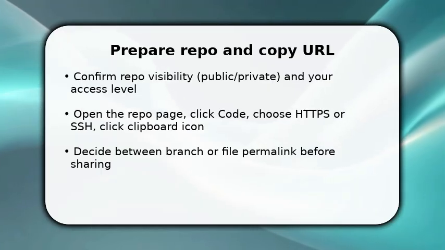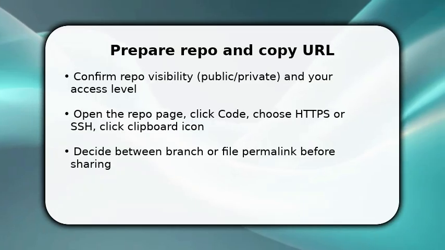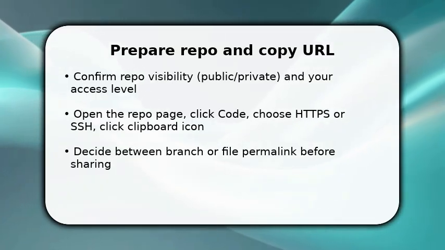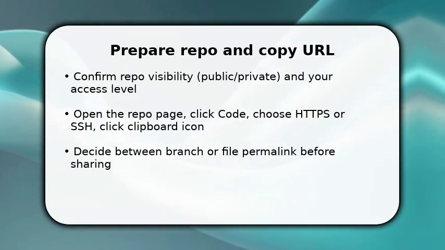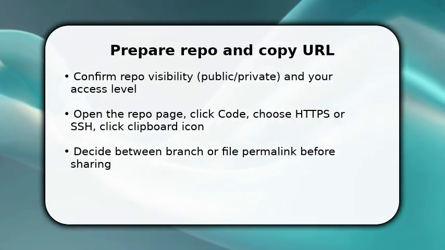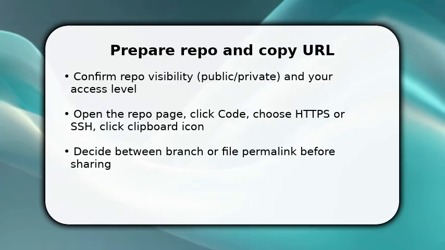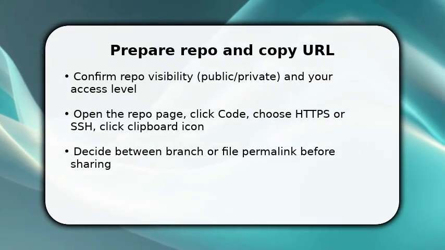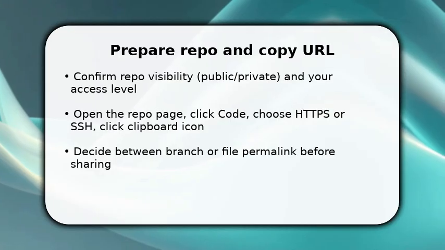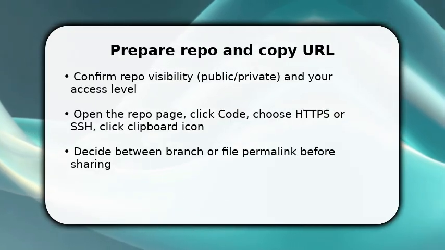You start by confirming the repository visibility and your permission level. This affects who can use the link. Next, open the repo on GitHub and click the code button, then choose HTTPS or SSH. Pick HTTPS for general sharing and SSH for collaborators with keys. Once done, click the clipboard icon to copy the clone URL.